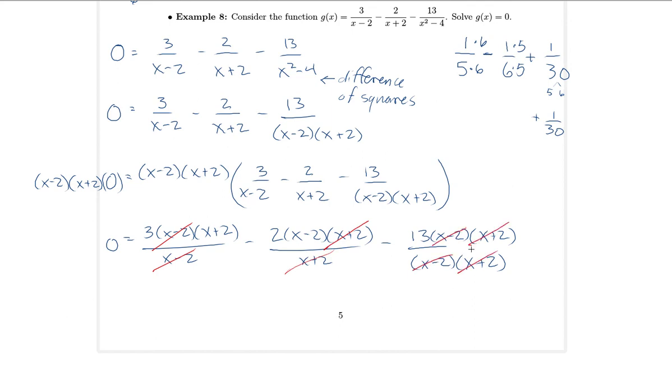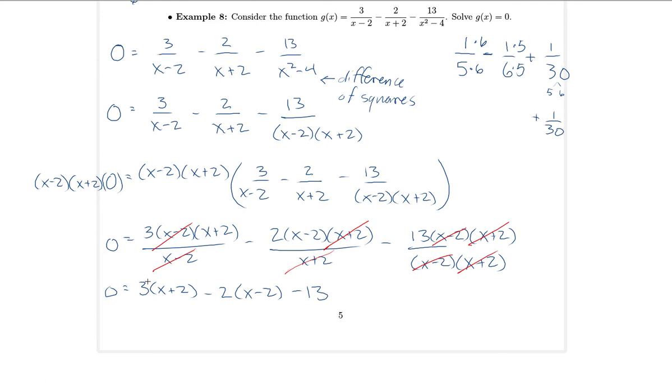All right, but you get all that nice cancellation, right? So let's see what survived all that canceling. Looks like it was 3 and x plus 2 multiplied together. It was 2 and x minus 2 multiplied together, and then just plain old 13 over here on the right.